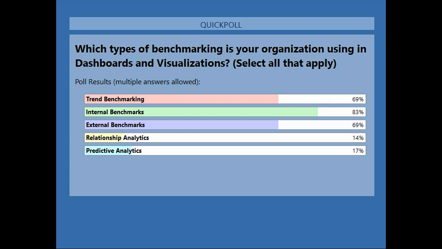Great, so it looks like there are a few using the more advanced predictive analytics and relationship analytics, but for the most part, people are utilizing internal benchmarking and trend benchmarks the most. A lot are incorporating some external benchmarks as well, but it looks like internal benchmarks are where the bulk of the audience is.